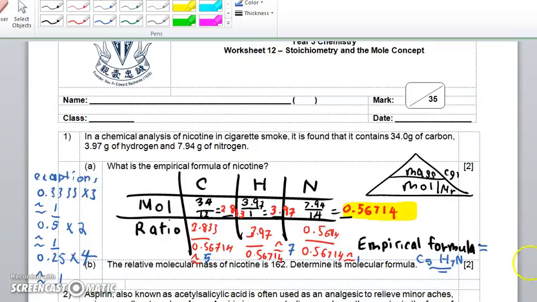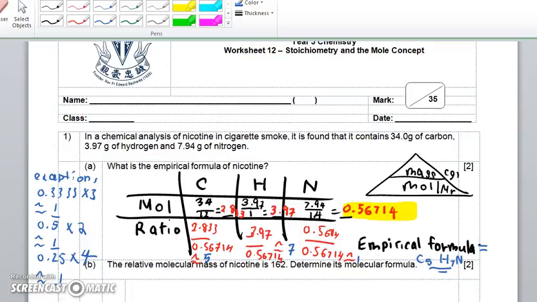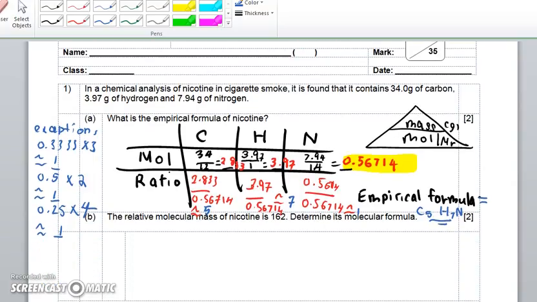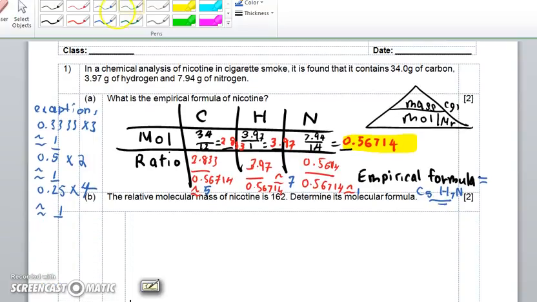Now moving down to the next part. The relative molecular mass is 162. Determine the molecular formula. So let's attempt this question. We know n is equal to the relative molecular mass, which I will denote by Mr, over the mass of the empirical formula. It has to be a big number over a small number to give a whole number n.